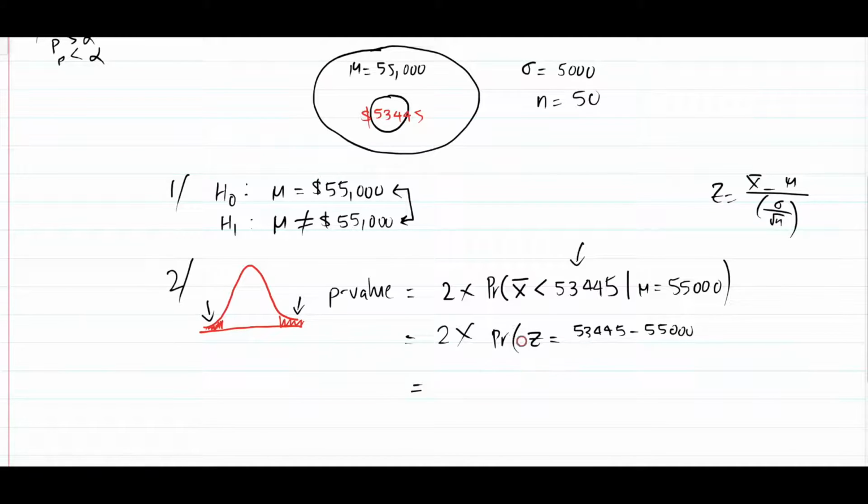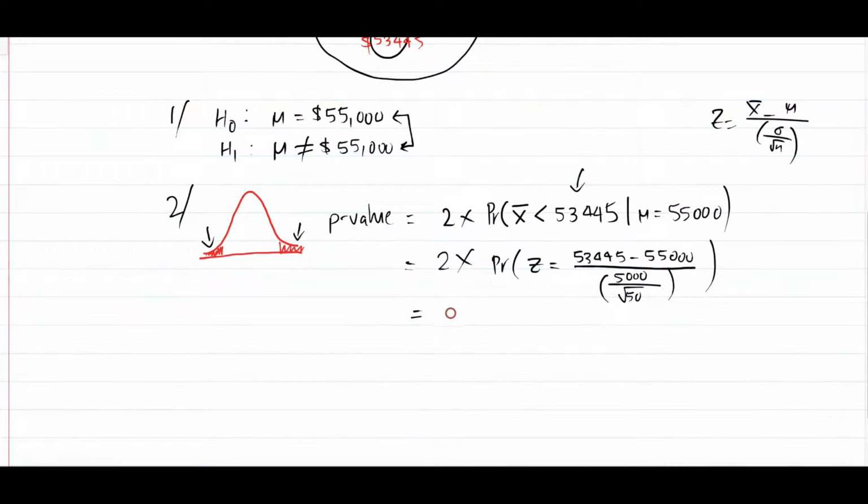Okay, so we have 2 multiplied by the probability, which in this case we have to fill in first. 53,445 minus 55,000 divided by the standard deviation, which is 5,000, over the square root of n, so in this case the square root of 50. Cool. So you find that first, and your answer should be 2 multiplied by 0.1394. Of course, you multiply that by 2 and you get 0.0279 to be specific. So that's pretty much your probability, your p-value.